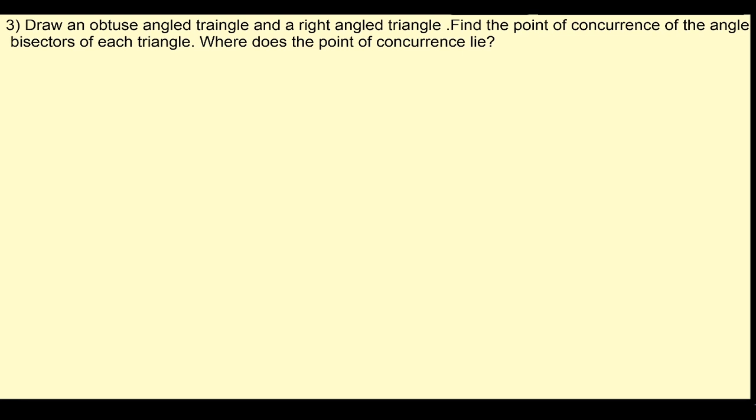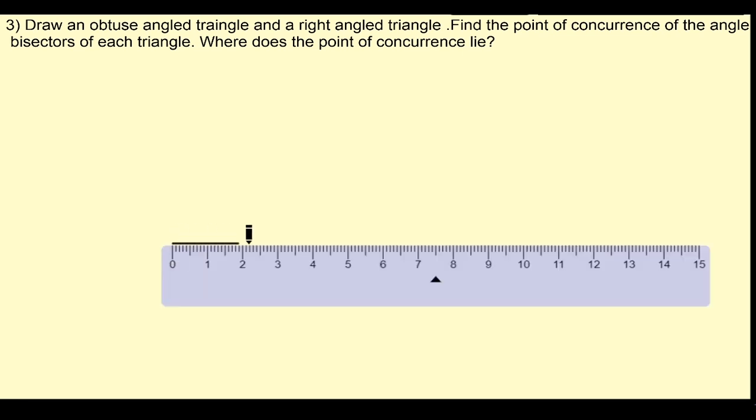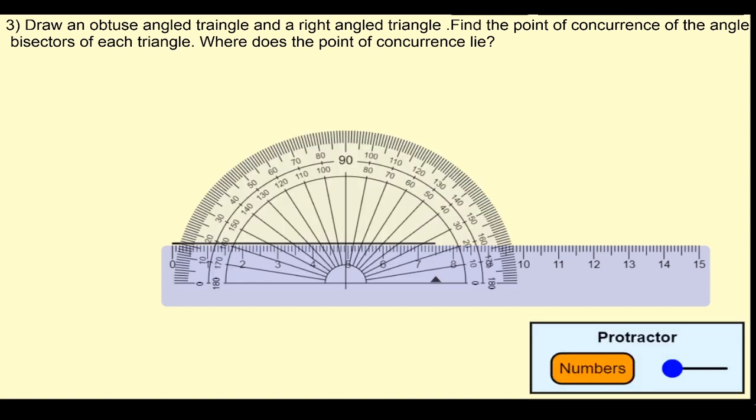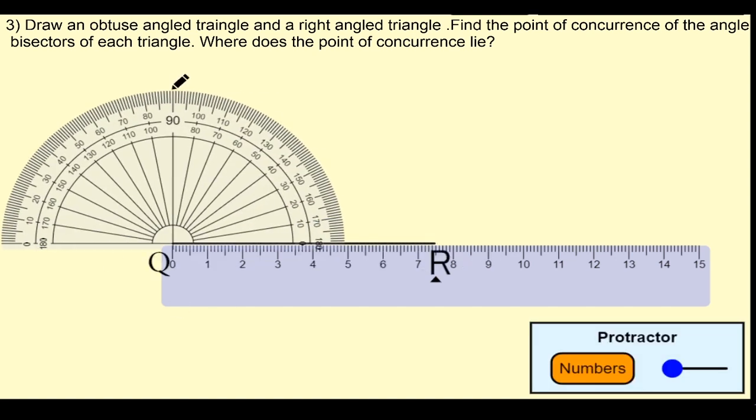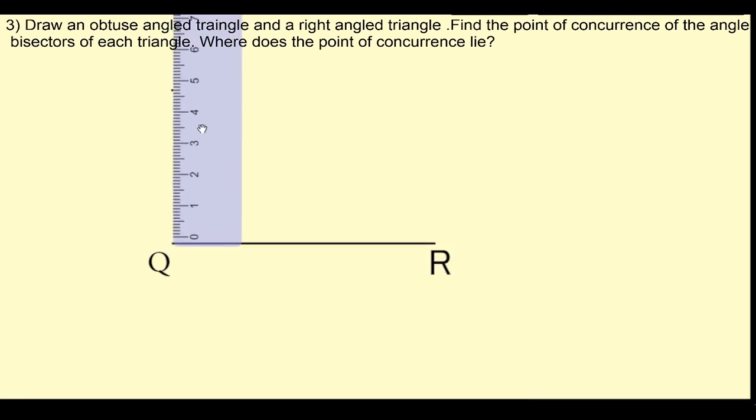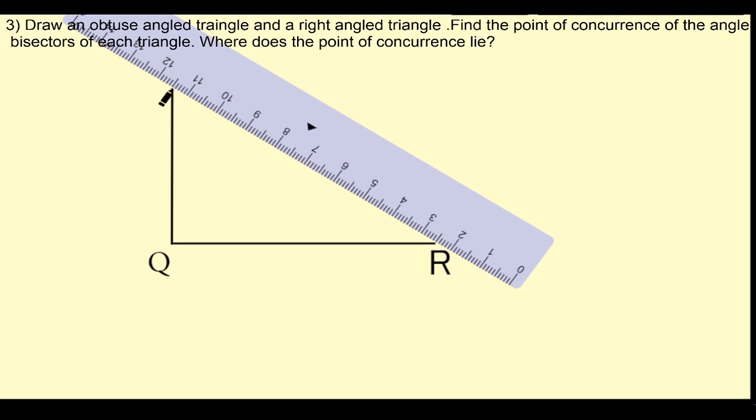Now, let's start with the right angle triangle. We know that right angle triangle measures 90 degree. So first, let us draw base of the triangle using a scale. Name the base as Q and R. Now place the protractor on point Q and mark 90 degree. Then draw a line using a scale. Now draw the line for the other side of the triangle and name the point as P.